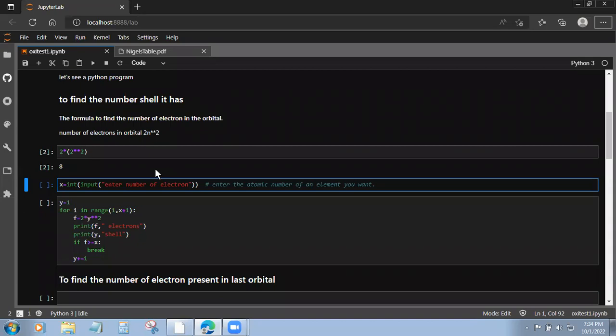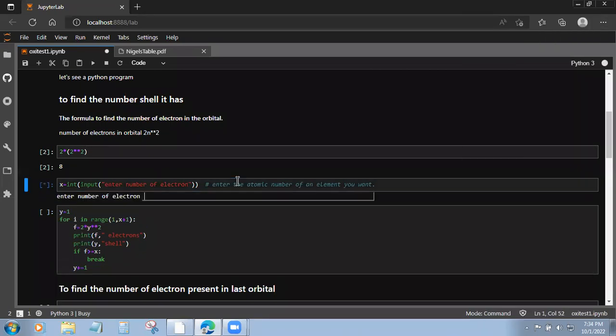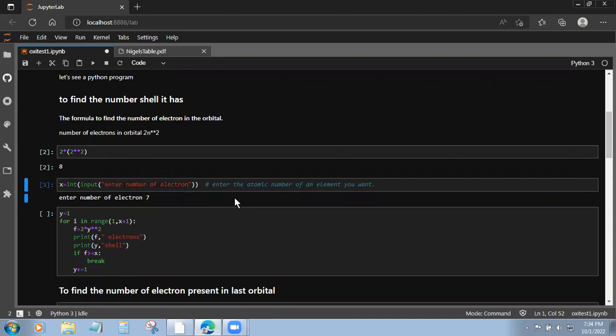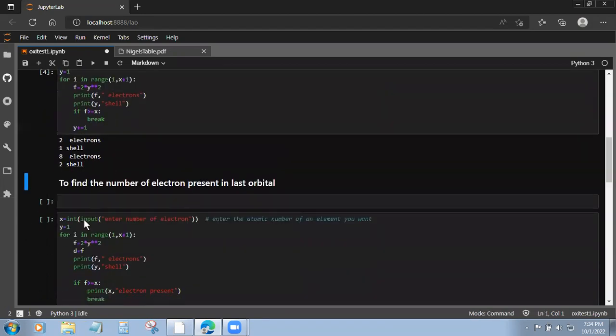Here I am giving an input, a number, for the atom whose electrons I want to find. In my case it is 7, where the atomic number 7 refers to nitrogen. So let's see. Nitrogen has 2 shells. Normally the first shell has 2 electrons and the second shell has 8 electrons.